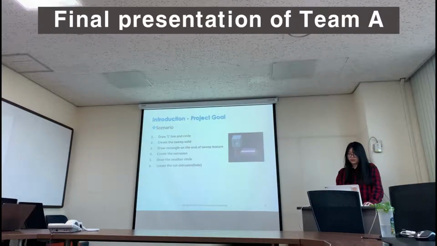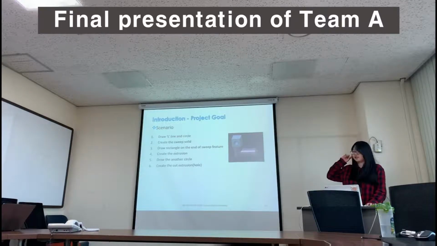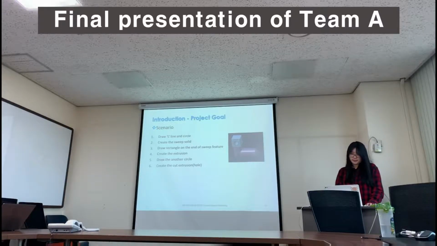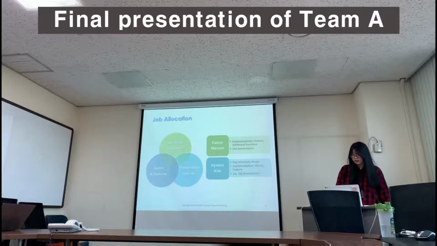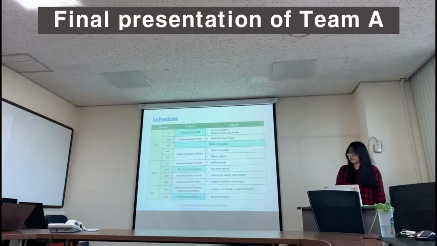This is our scenario. This scenario includes extrusion, cut extrusion, and sweep, but there was a difficulty of implementing all of them, so we reduced the target features. So this is the final target features. In sketch, there are rectangle and ellipse, and in solid feature, there are extrude and cut extrude. And this is our job allocations, and this is our final schedule.